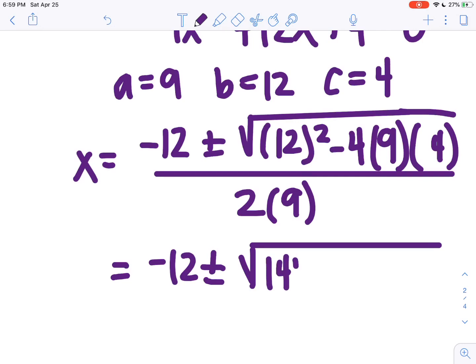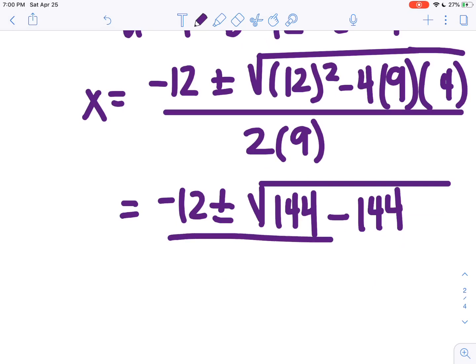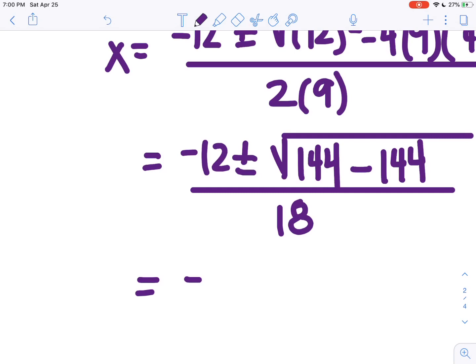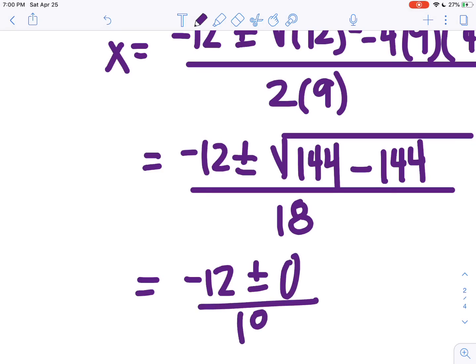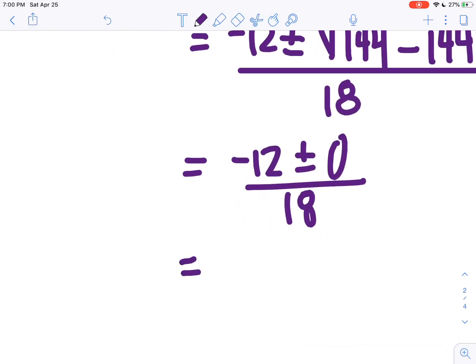So I get 144, and then I have negative 4 times 9 times 4, which gives me negative 144. So minus 144 over 18. Combine the inside. Well, 144 minus 144 is obviously 0, and the square root of 0 is 0 over 18. Well, do we really need to write plus minus 0? Because that's not going to change our answer whether you add 0 or subtract 0.